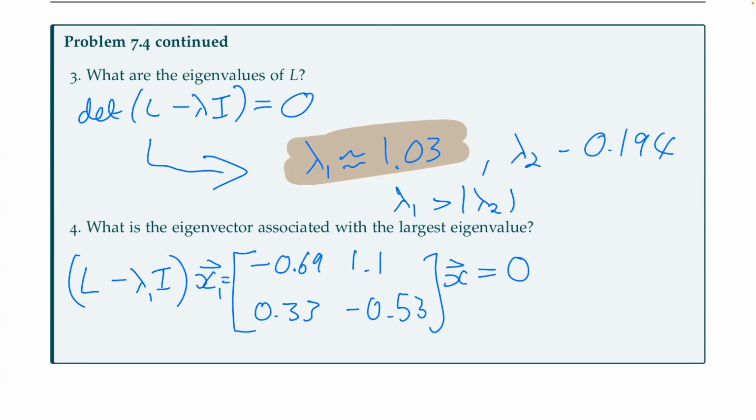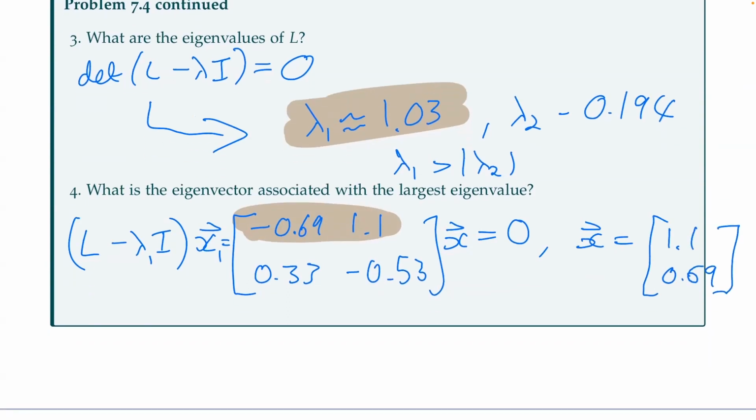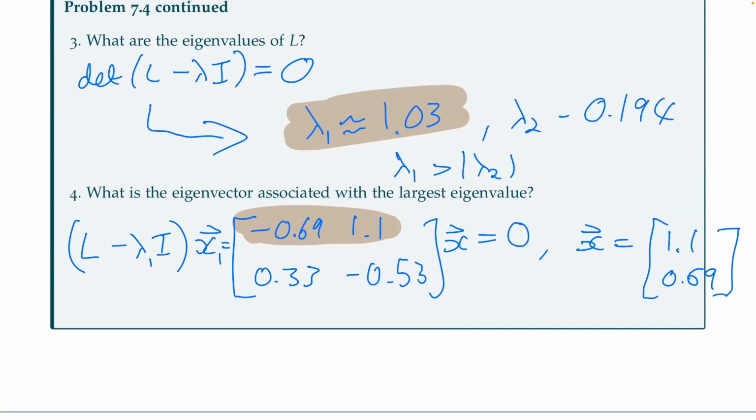So we can use that trick that we talked about the other day to work out what is x, by taking these elements here, switching them and changing the sign of one of them. So here, if I put the 1.1 up top and 0.69 at the bottom, I've now got an eigenvector. This eigenvector is only unique up to non-zero scalar multiplication. So if I add all the terms up in this eigenvector and divide through by them, I'm going to end up with something that sums to 1.